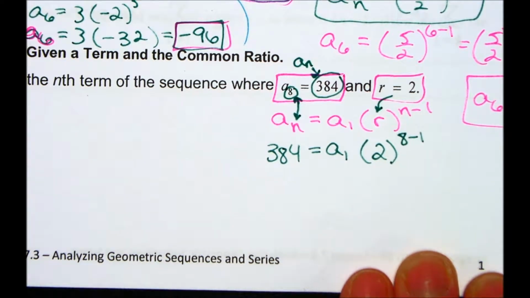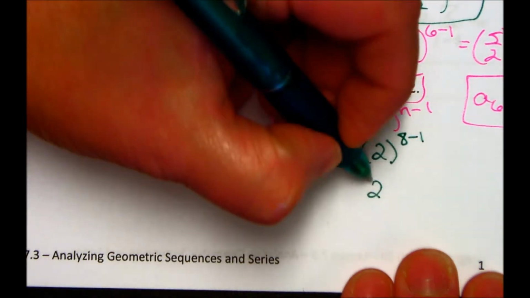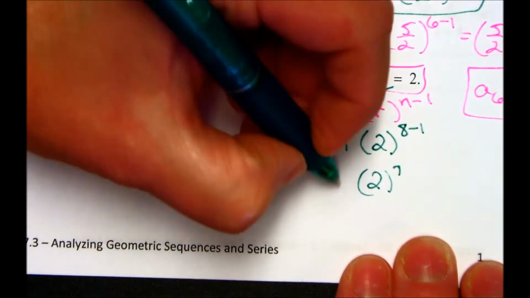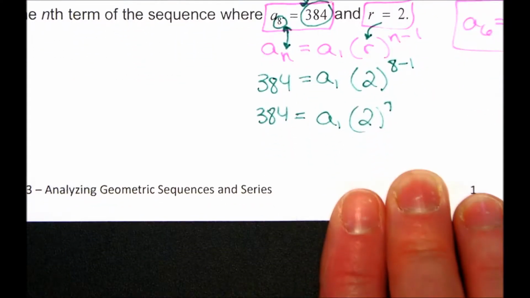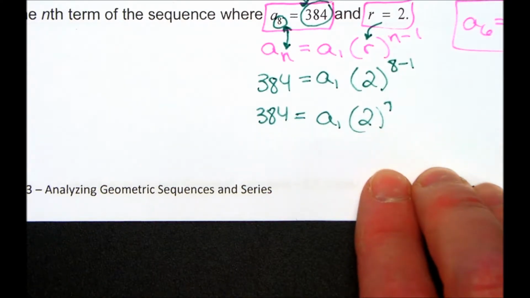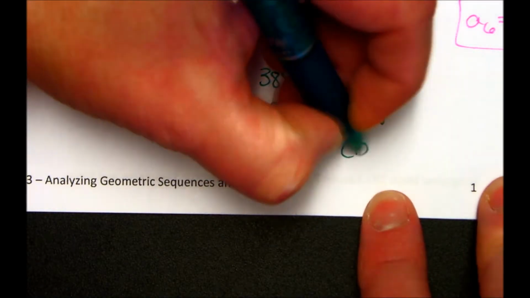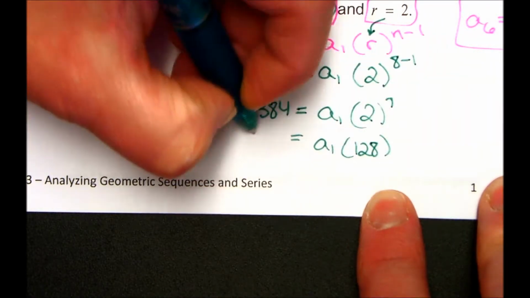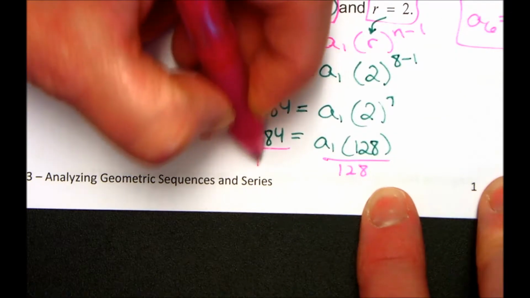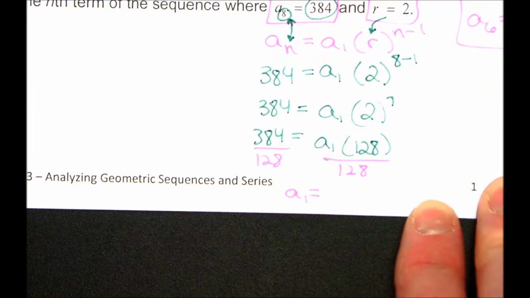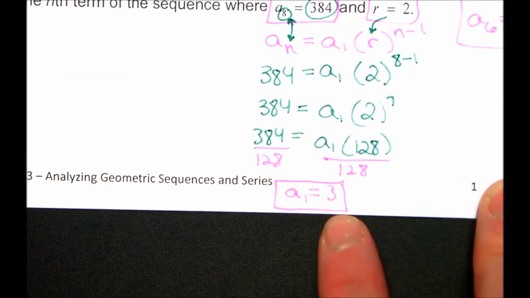So now it's a matter of simplifying and solving for a sub 1. So 8 minus 1 will give us 2 to the 7th power. Bring down the rest, and then figure out what 2 to the 7th power is. If you don't know that off the top of your head, use your calculator. 2 to the 7th power is actually 128. And then to solve for your a sub 1, just divide now by the 128, and we get a sub 1 is equal to 3. So now we've got our first term.